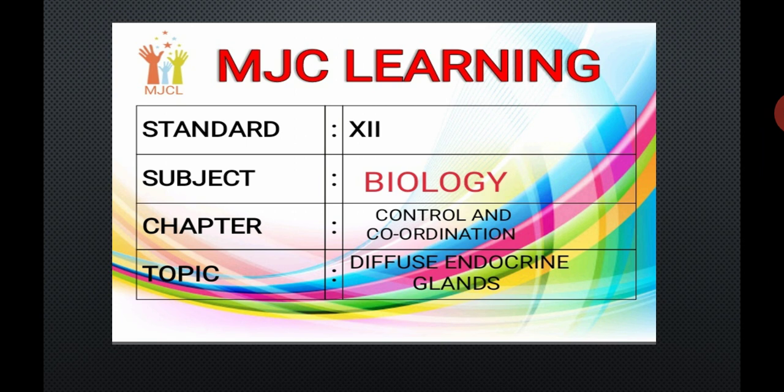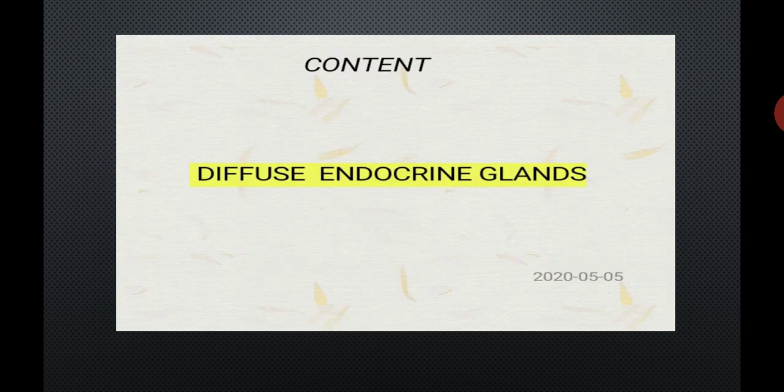Under the chapter Control and Coordination, today we are going to see the diffuse endocrine glands. So our today's part is diffuse endocrine glands. Let's see what the diffuse endocrine glands are.